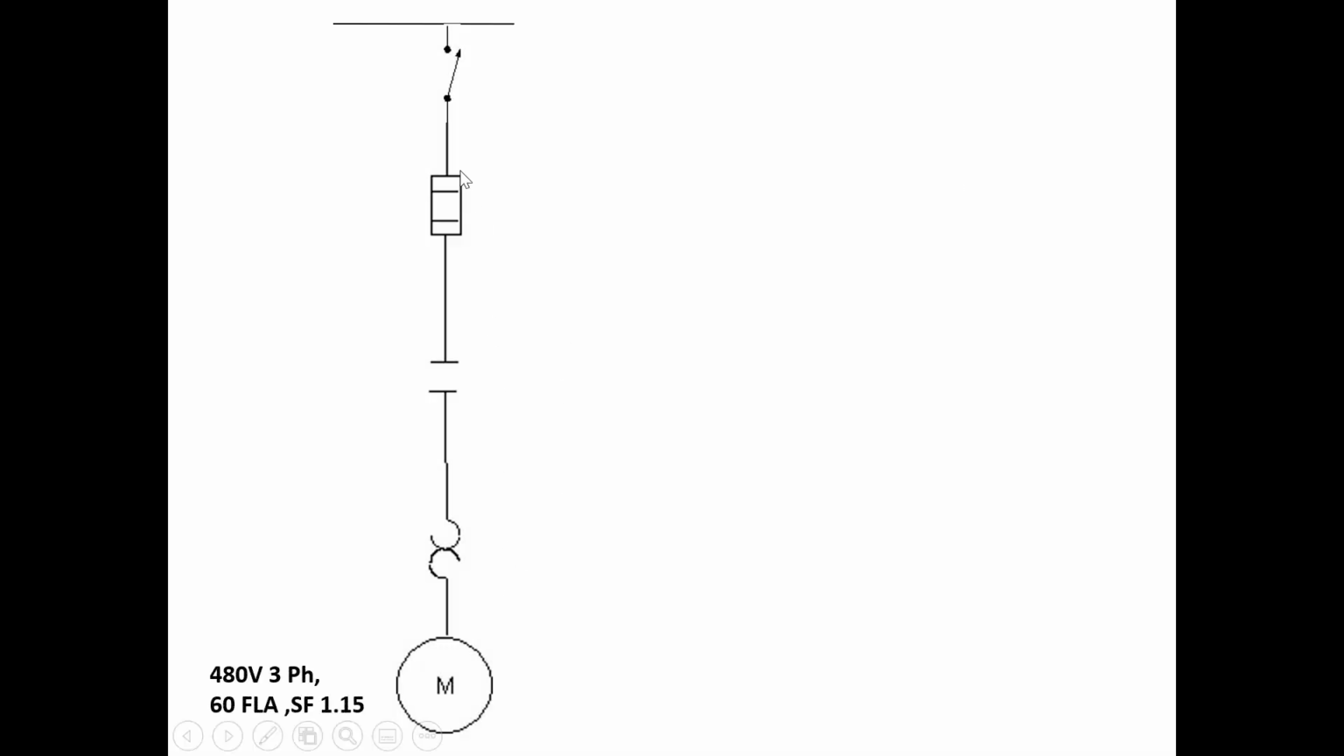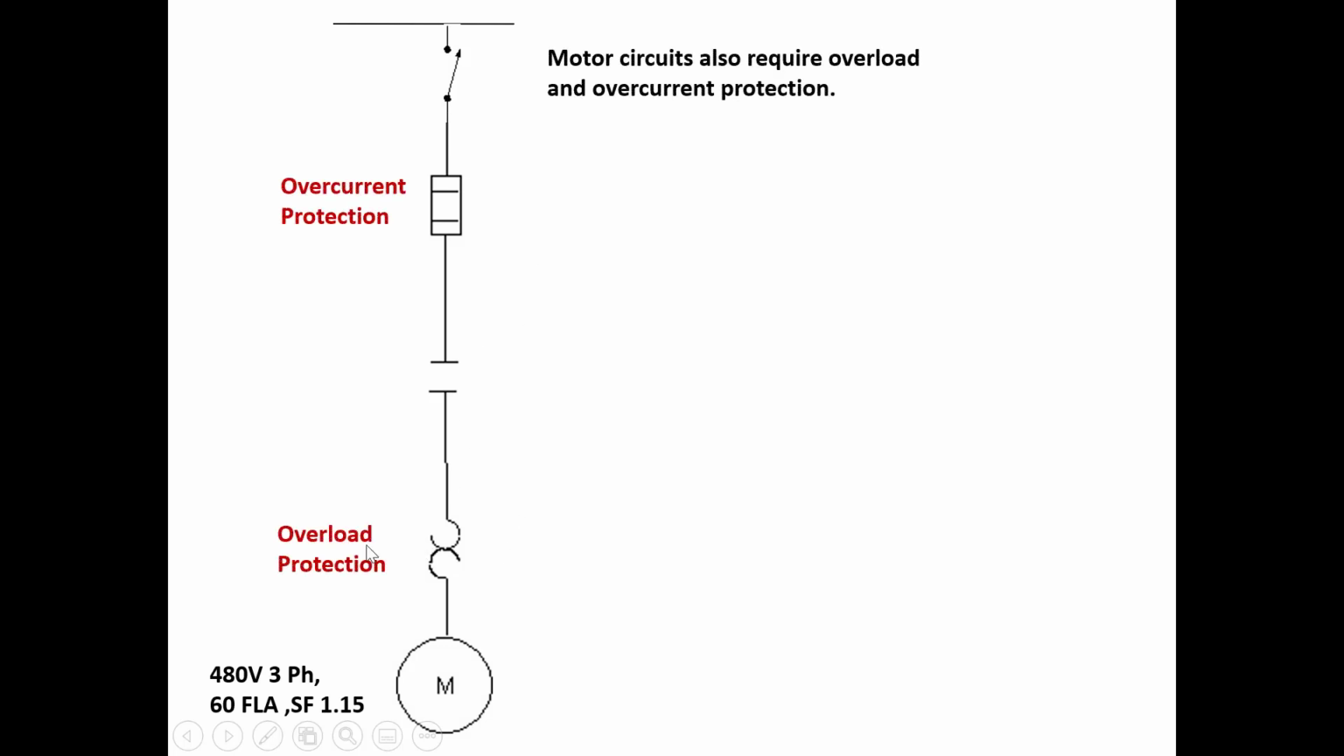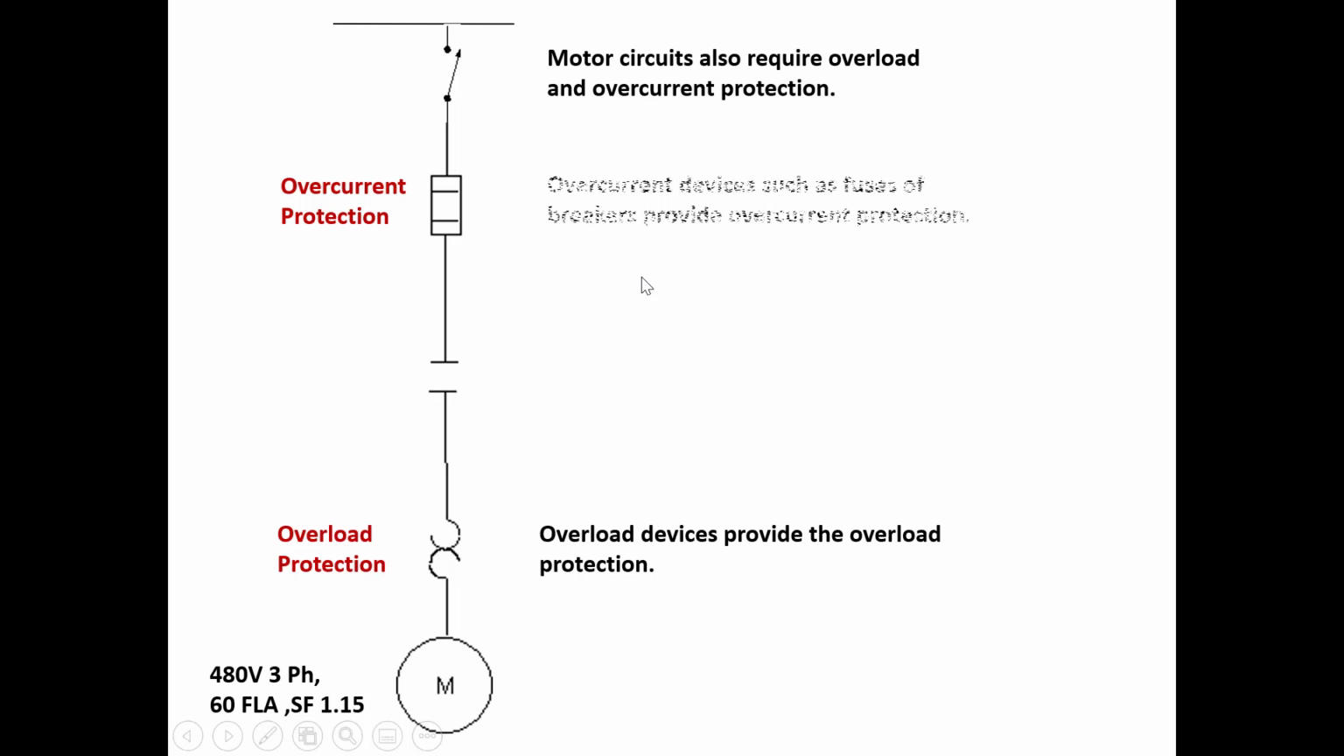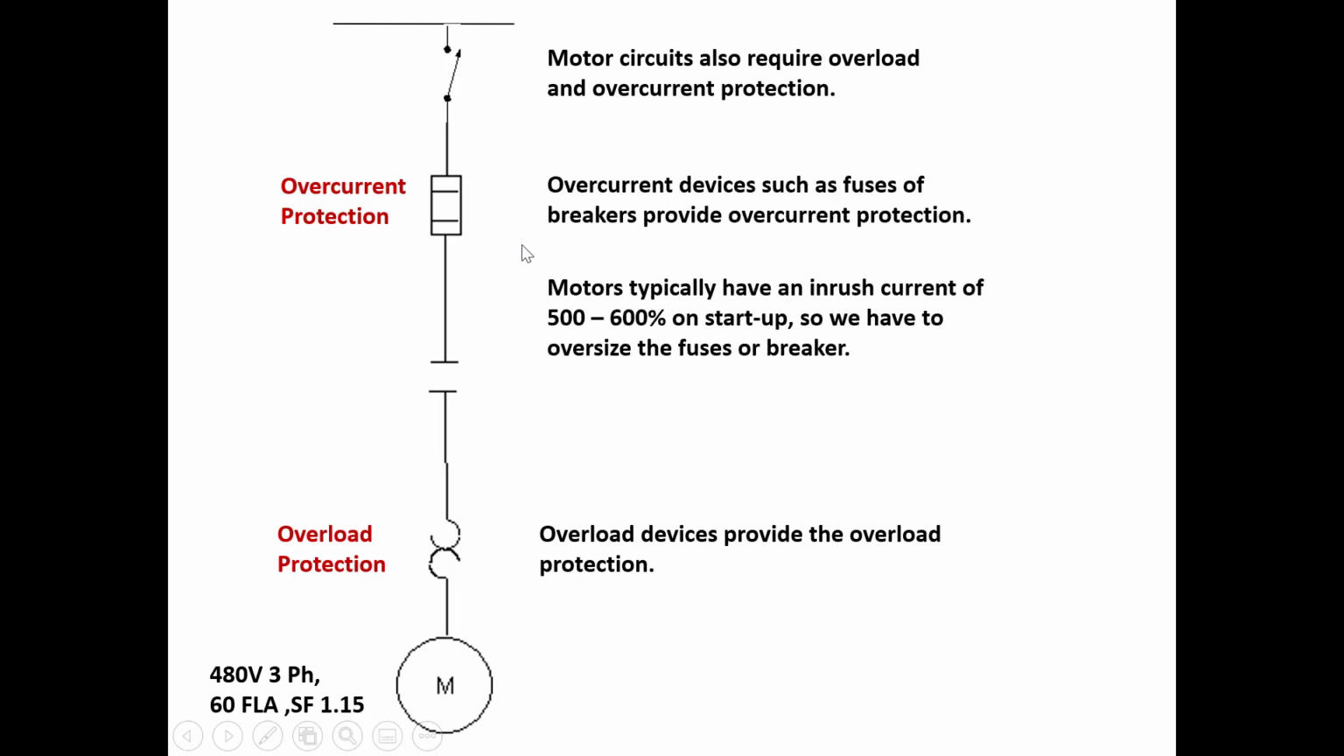Okay, so just for the difference. Every motor that we're going to deal with will have overload and overcurrent protection. Motor overloads are sized to a specific rule. We'll go through that, and then the short circuit protection is a fuse or a breaker ahead in the line. When we size this overcurrent protection, though, it's going to be increased due to the starting characteristics of these motors. They have extremely high current on startup, so we have to oversize the fuse or the breaker.